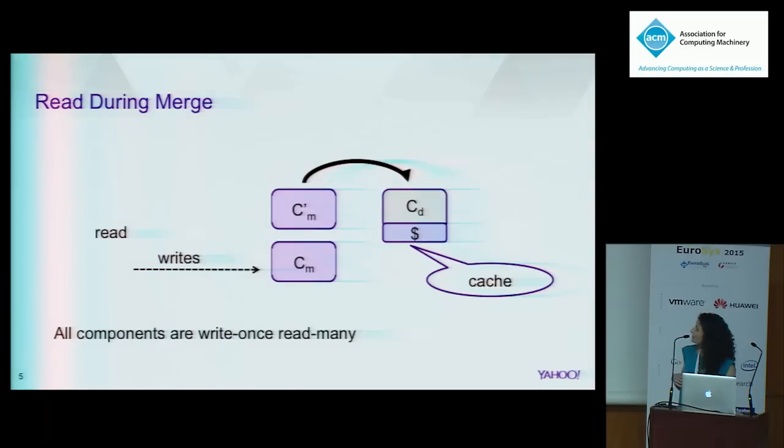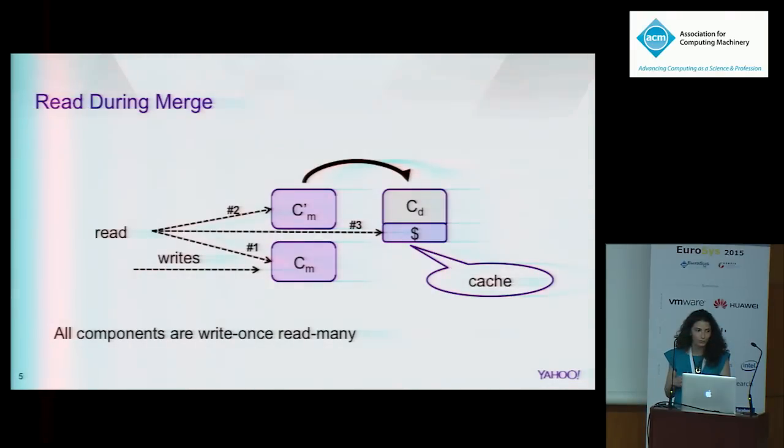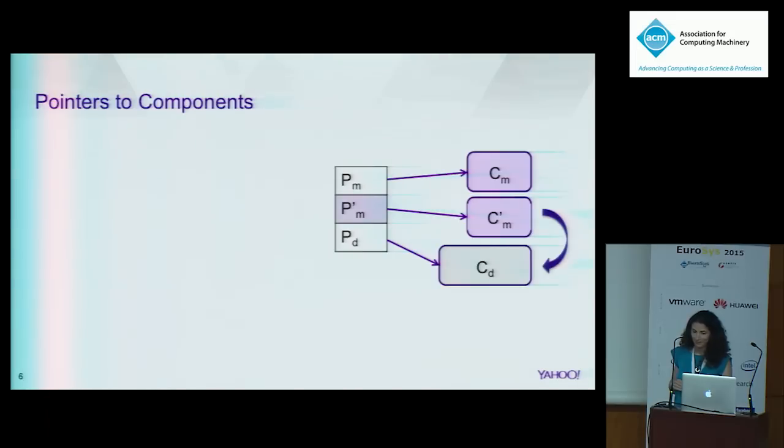So while write operations access only CM, read operations access all active components. If a get operation fails to find the key in the current memory component, it searches for the key in the previous memory component and then on the disk, again hitting the cache when the workload is skewed. I'd like you to remember this order of component access because we'll get to it later on. Put, get, and merge operations all access the components through a global in-memory pointer data structure, where PM points to the current memory component, PM' points to the previous memory component, and PD points to the disk component.